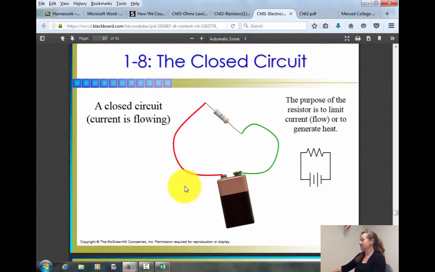So a closed circuit, this is like the simplest circuit that you could have. Notice it's one continuous circuit. Now, will current flow through this circuit? Does it follow all the rules for a circuit? What do you guys think?